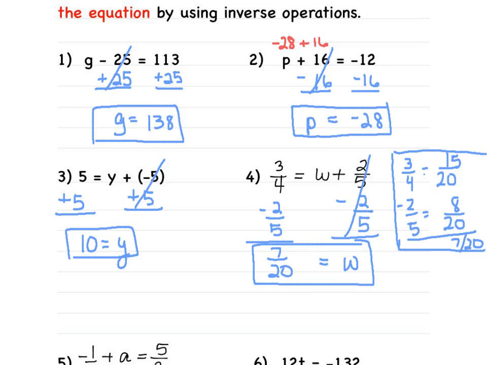On number 4, we're dealing with fractions here. So we have 3/4 equals w plus 2/5. I need to subtract 2/5 from both sides. And so I showed you on the side how we found the common denominator. 3/4 minus 2/5 equals 7/20.